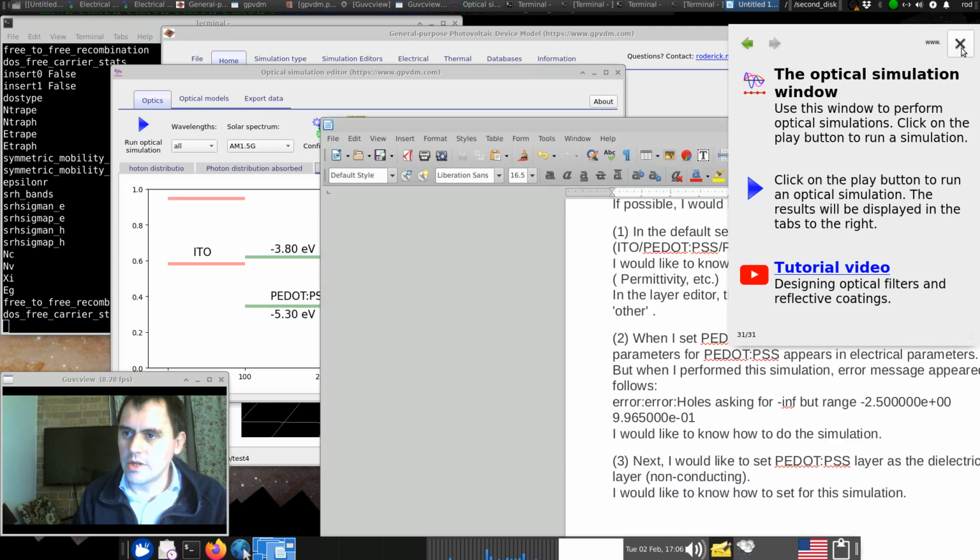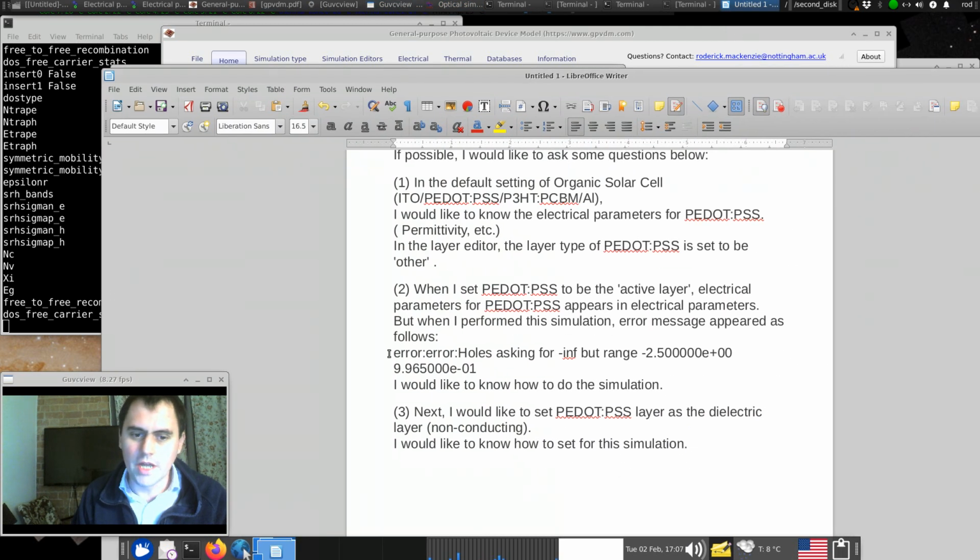I finally just wanted to mention something about these error messages. If you get this, I think what I'll do is I'll explain this error message in detail.